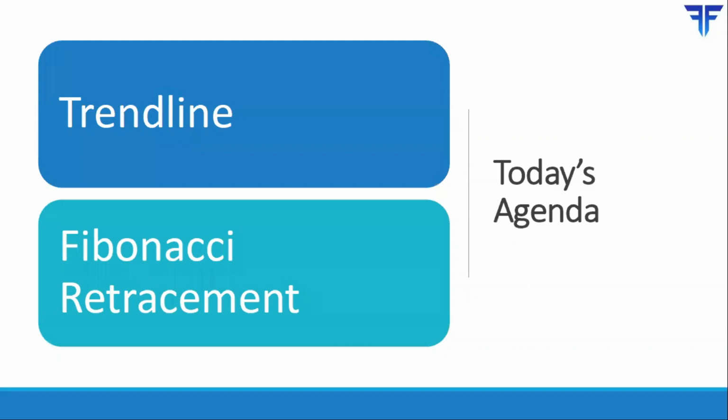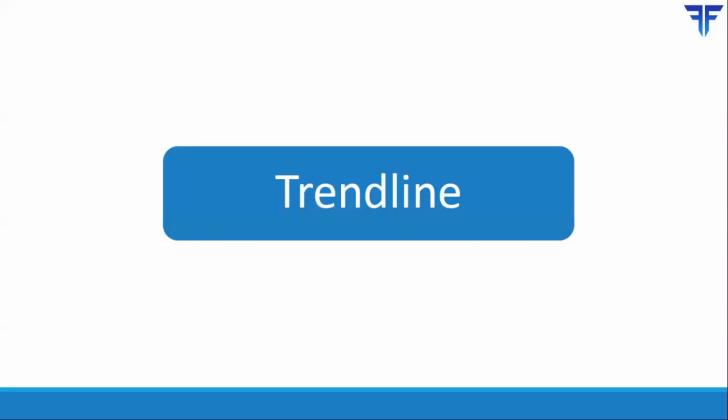So as I said, I'll be covering two things today. One is how to construct a trend line and how to use a trend line in order to identify the prevailing trend. The second is how to use Fibonacci retracement in order to make buy and sell recommendations. So with that, let us get started. So we'll start with trend line first.